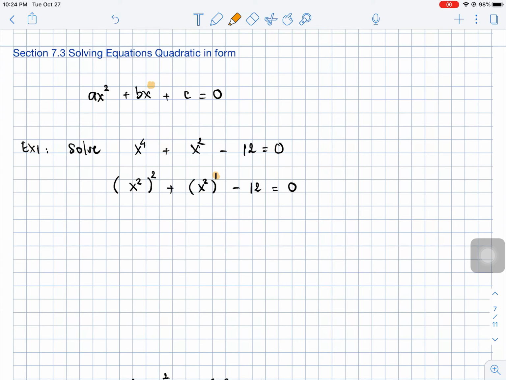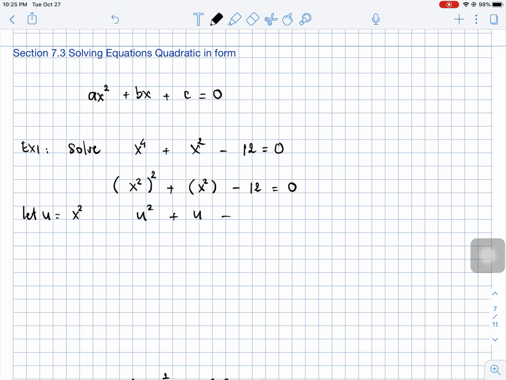So in order to get x to the fourth, we will do x squared squared, because x squared squared is x to the fourth. And then this is x squared to the power 1. Then we get back to x squared minus 12 equals 0. In the middle, you get this 1 right here, because x only means x to the 1. We can forget about that x to the 1. Now we got a quadratic equation. We can solve by substitution.